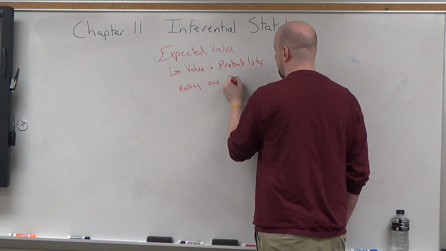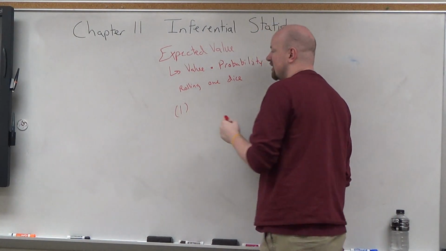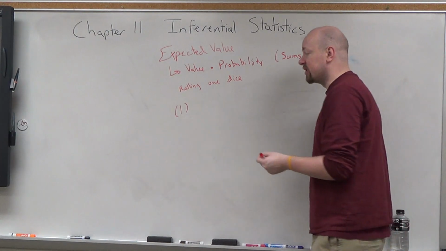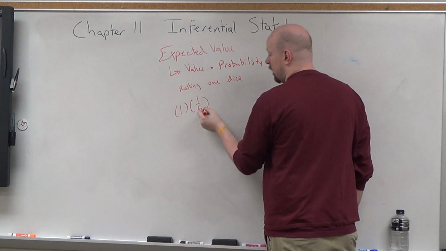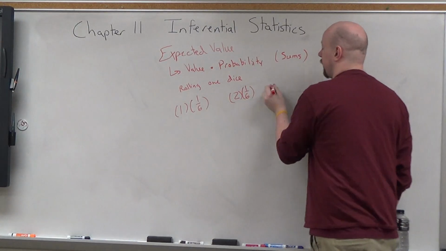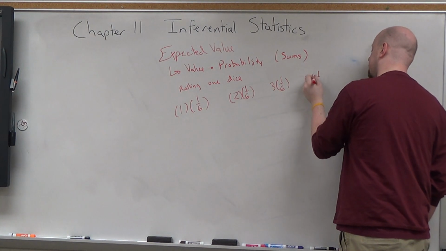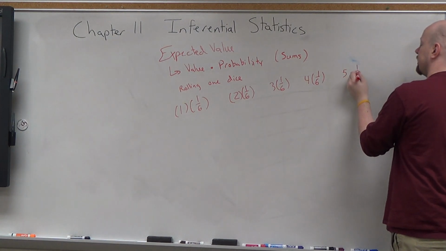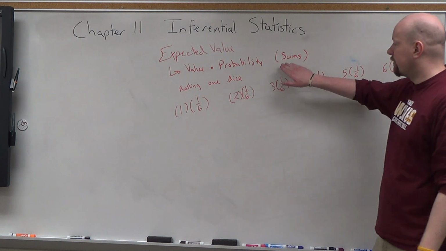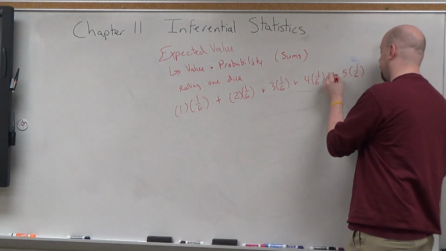1 dice. Well, I could roll a 1, that'd be my value, and what's the probability I roll a 1? That would be 1 in 6. I could also roll a 2, and the probability would be again 1 in 6. I could roll 3, 4, 5, or 6, each with a 1 in 6 chance. Now the thing is, for expected value, you have to find the sums. So at the end, you have to add them all together.